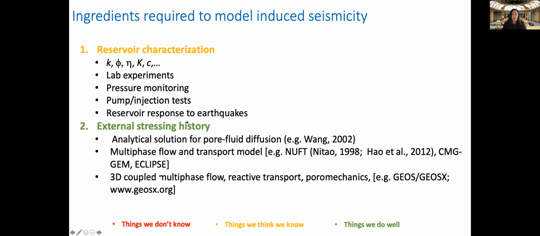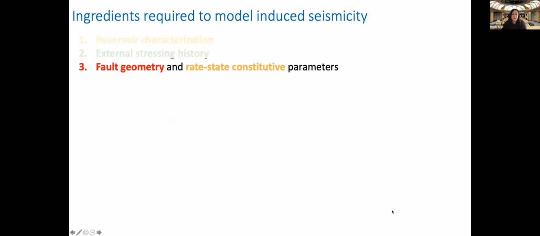So the first two requirements are reservoir characterization that's used to build a geomechanical simulation to produce external pore fluid pressure histories or poroelastic stress histories that we then use in the earthquake simulation. And I'm not going to go over this just because Josh just did a great job at that. So the next thing that we need is a fault model.